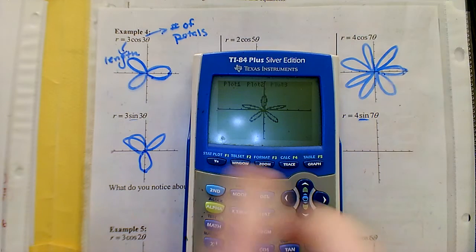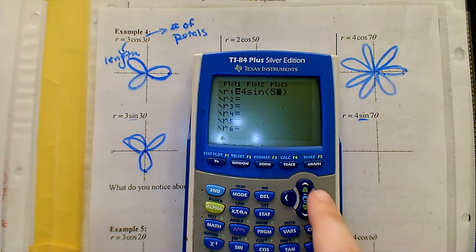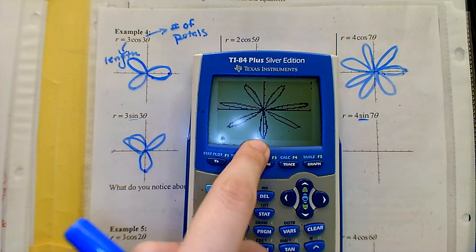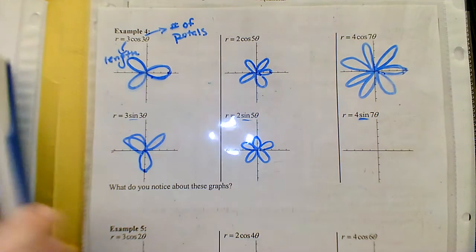Let's see, the last one. 4 sine 7 theta. Looks like we start down below too.